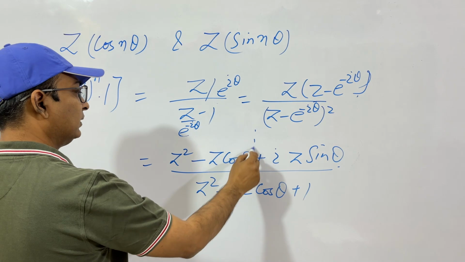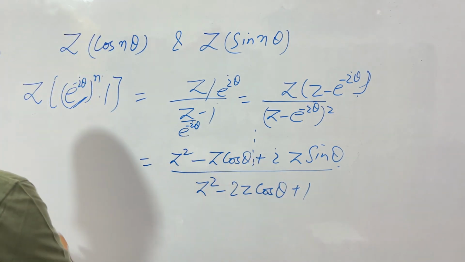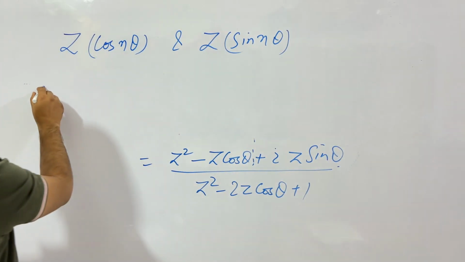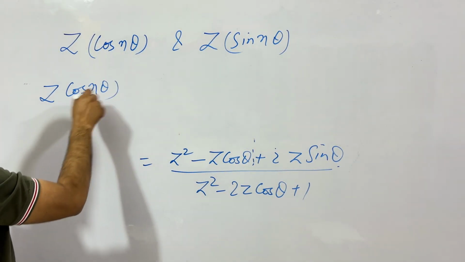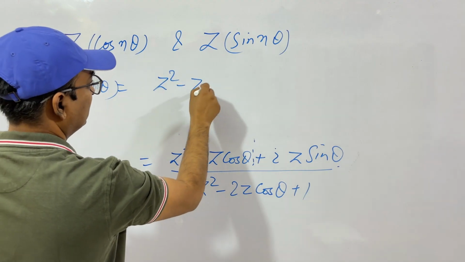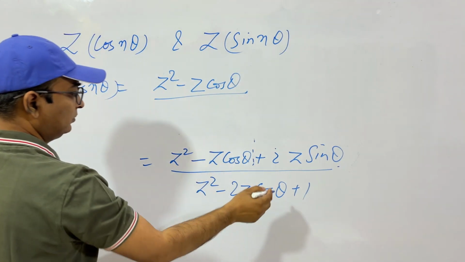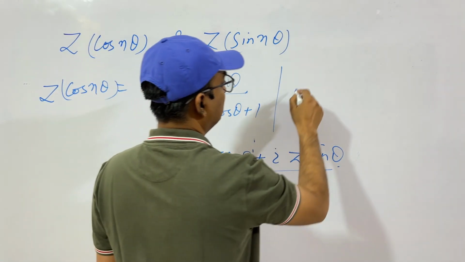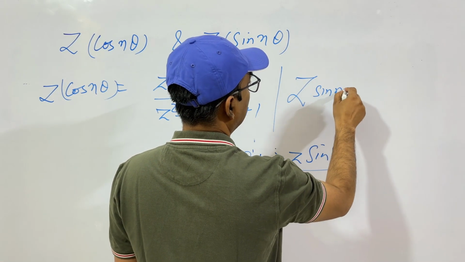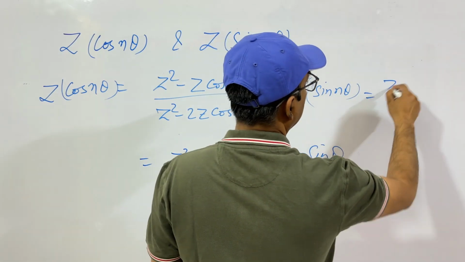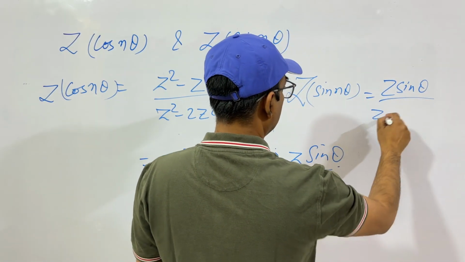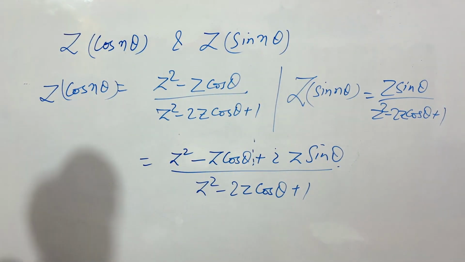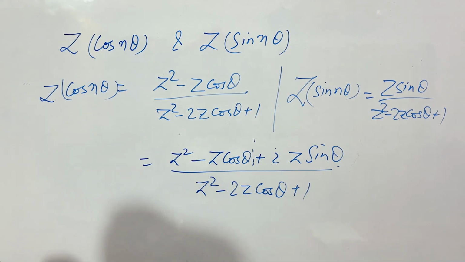So this is the real part, and this is the imaginary part. From here what we get is Z of cos theta, the real part, is z squared minus z cos theta by z squared minus 2z cos theta plus 1, and the z transform of sin theta will be z sin theta by this denominator, z squared minus 2z cos theta plus 1. Okay, so we have found the value of the z transform of cos theta and sin theta.